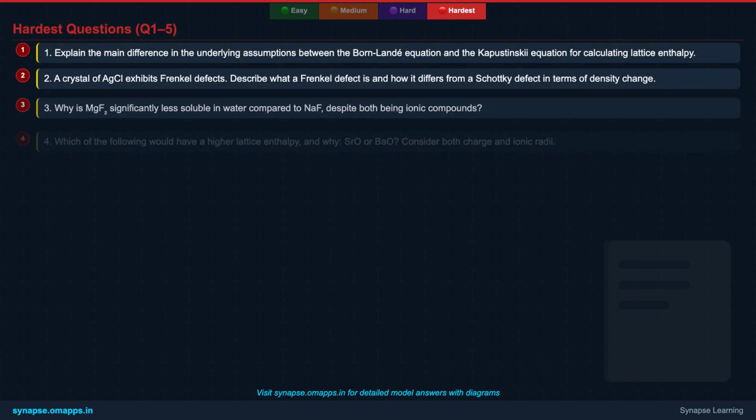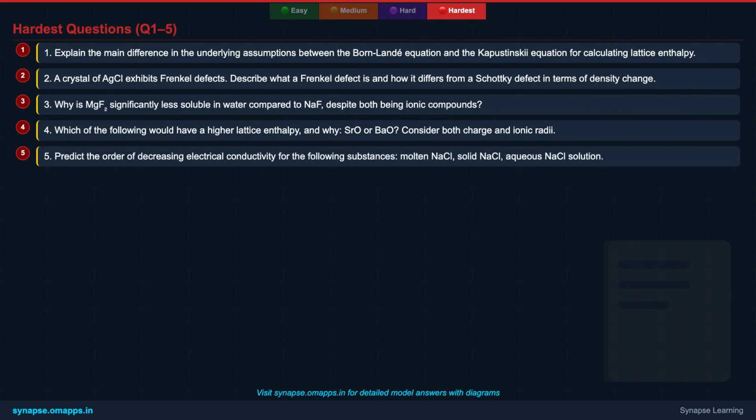You've delved deep into the advanced aspects of ionic bonding. Now, it's time to test your comprehensive understanding with these challenging questions. Questions 1 through 5 will assess your grasp of theoretical models, crystal defects, and solubility principles. These problems require not just recall, but also critical thinking and the ability to apply complex concepts. Take your time, analyze each question thoroughly, and formulate well-reasoned answers. Pause the video here to work through them carefully.